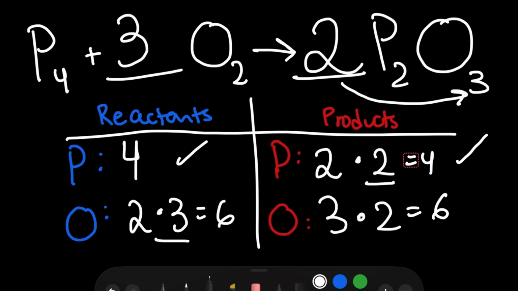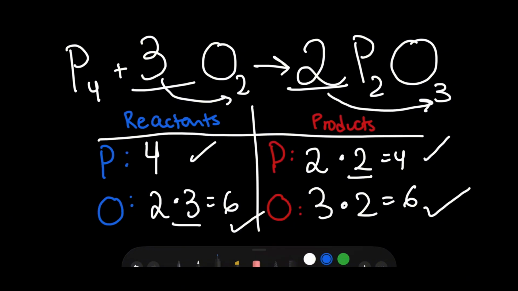So we write down that coefficient of 3 that we used to multiply the oxygen on the outside. So now we have a balanced oxygen of 6 on both the reactants and the product side. And once again, the reason why this works is because now the coefficient of 3 is going to be multiplied to the 2 oxygen, which is going to give us 6.